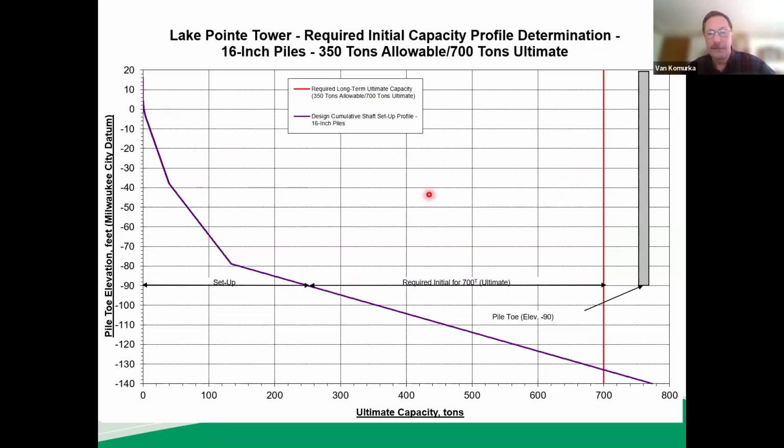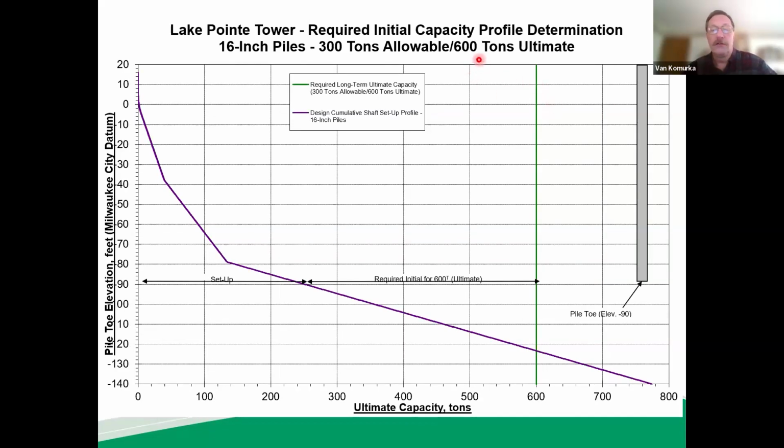These swings of the cursor are getting less and less as the pile goes deeper and deeper, and we need to make up less and less to get our 700 from what we expect in setup. That's for a 700-ton ultimate target. Recall from our case history, we wanted multiple allowable loads. Well, okay. So now we want to generate criteria for a 600-ton ultimate pile.